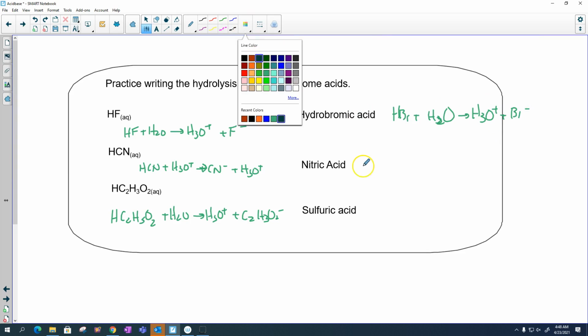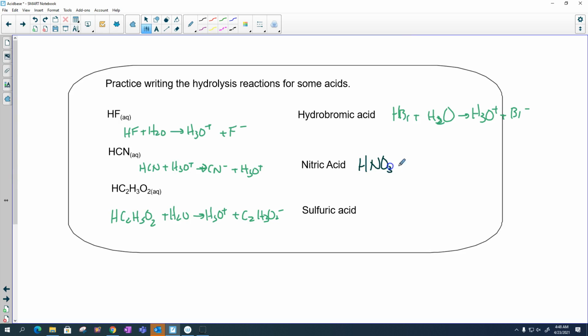All right, and then let's go nitric acid, okay, good practice for translating some names here. HNO3 plus H2O yields H3O plus and NO3 minus. And then sulfuric acid. Now this is maybe a little trickier one. Okay, let's see how we do this. H2SO4, plus water, H2O.